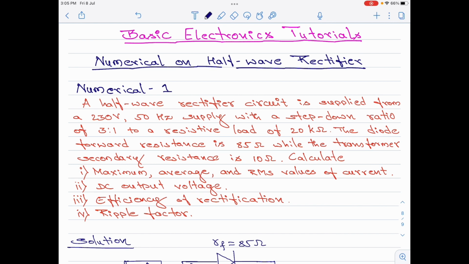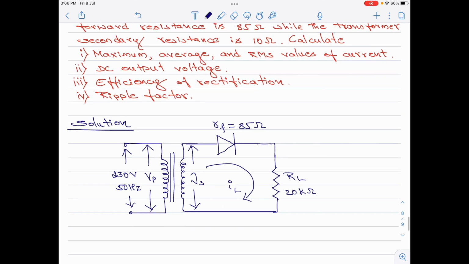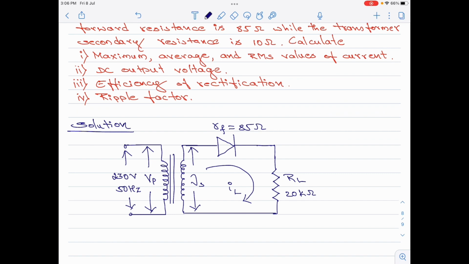Right, let us now understand the question. We are told there is a half-wave rectifier that is supplied from a 230 volt 50 Hz supply and the transformer turns ratio is 3:1. In the diagram shown here, I have drawn the half-wave rectifier circuit for the specification given in the numerical.